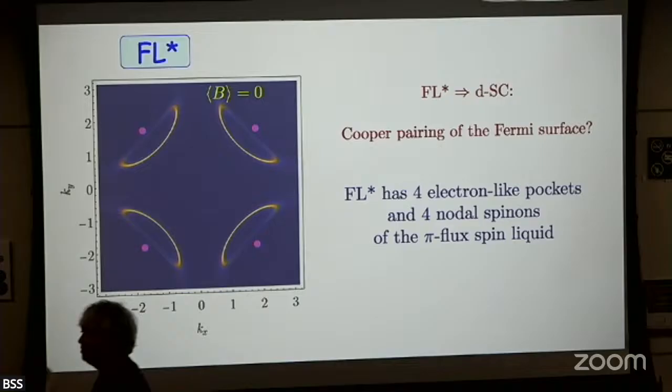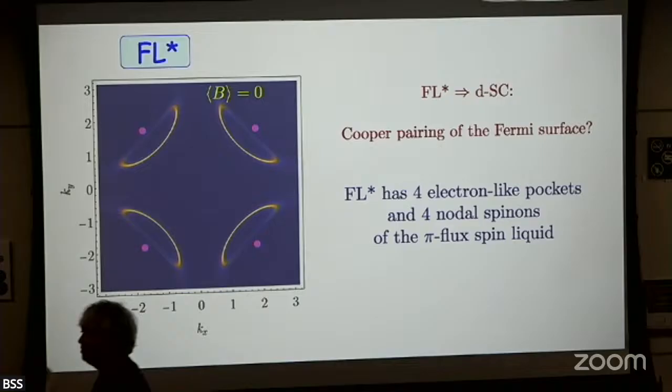It requires pairing, so there was no pairing there. The key point is that the spinons, in the old theory, the pink dot became the nodal quasi-particles of the superconductor. And that led to all the problems.